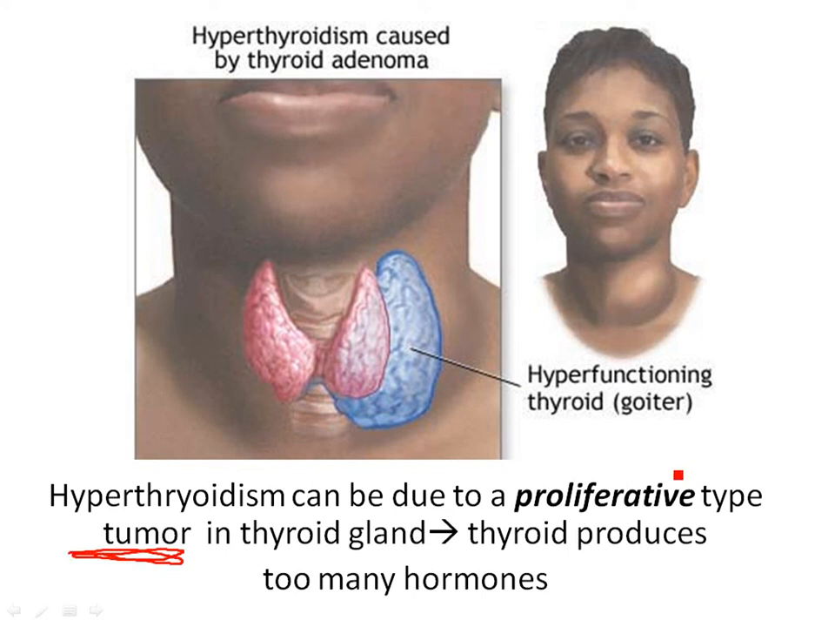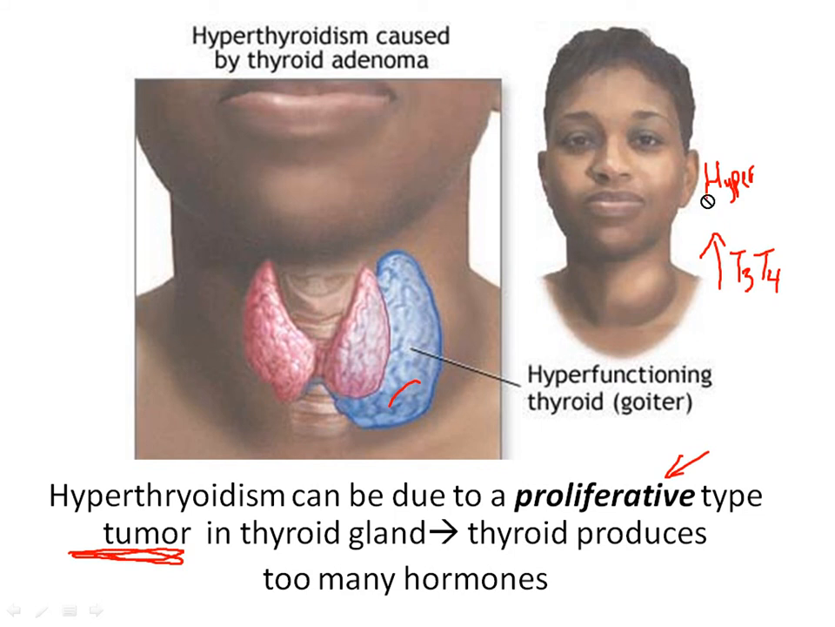Now, a proliferative type of tumor, this means that the tumor cells are overproducing something. They do not know when to stop. So you're going to have this thyroid gland with a tumor that is producing lots of T3 and T4. Again, too much T3 and T4 is simply hyperthyroidism. The reason would be this tumor that is overproducing. Okay?